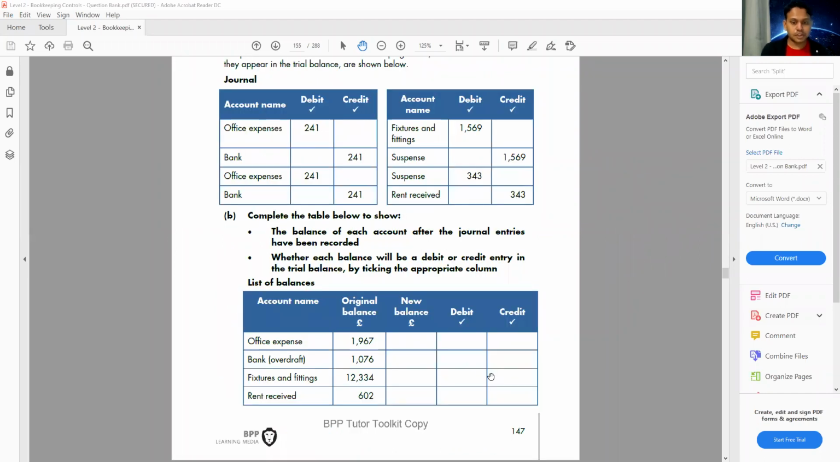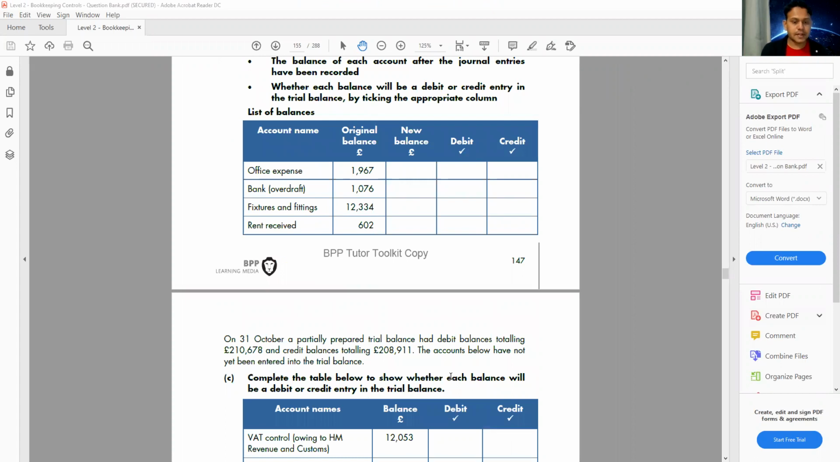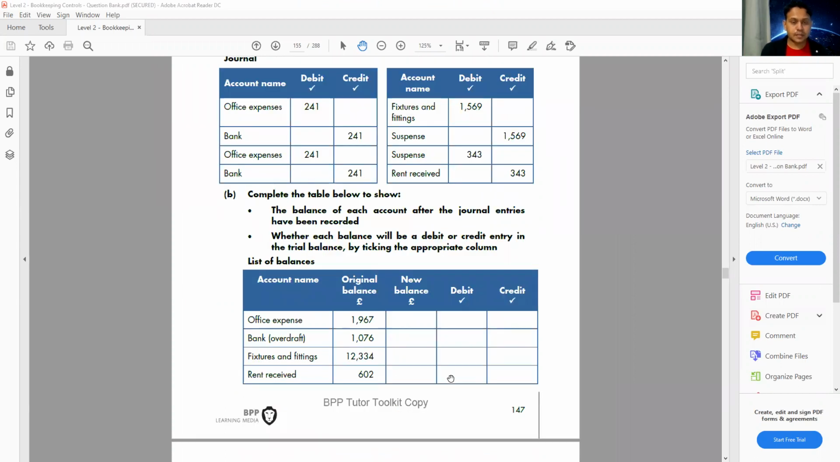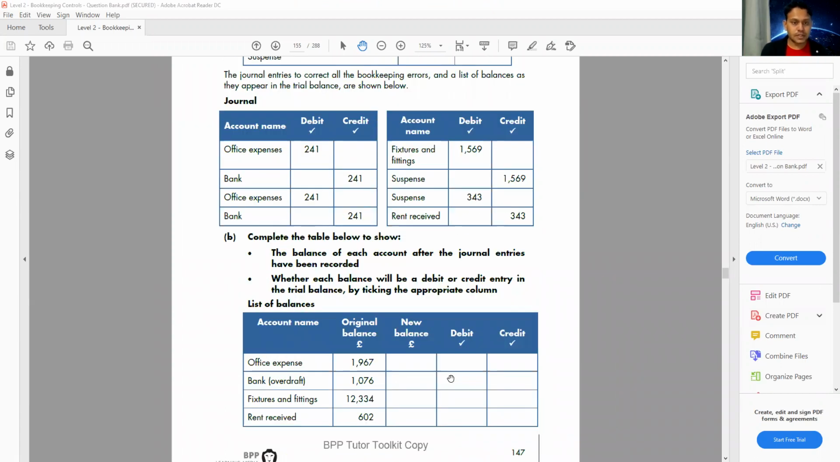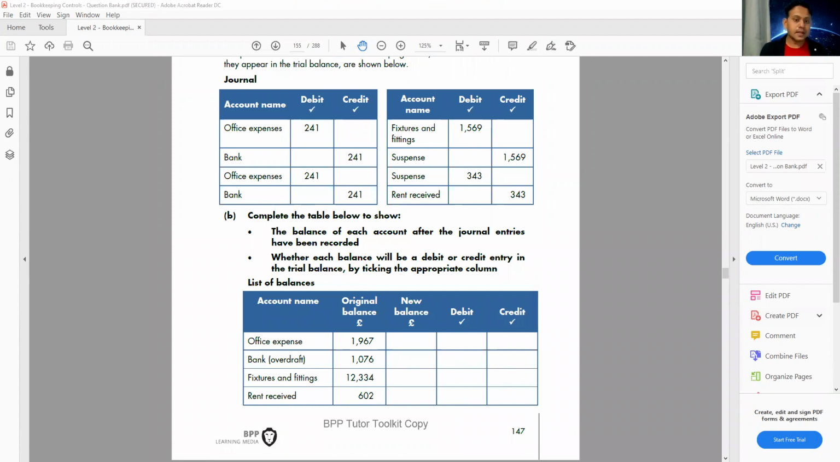Next one, we have some journals. This question comes in the exam, but sometimes students become confused. So let's do this question together. We have some journals. How many journals? 1, 2, 3, and 4 journals. And they said there is some original balance, and they asked us to adjust these journals to make the new balance and say whether it is debit or credit. So let's do it one by one.